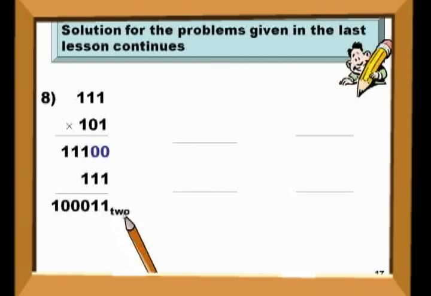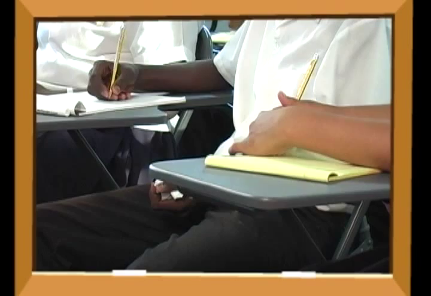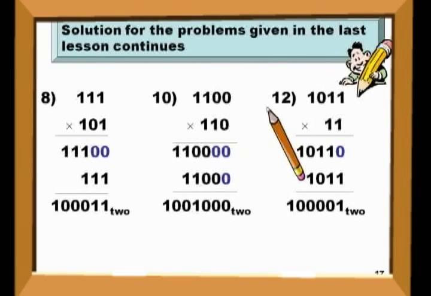For question 10, we proceeded to find the product of 1100 and 110. And the product was 100100 base 2. And always remember to write this little 2 at the bottom here on your answer. And the last question, which is question 12, we wanted the product of 1011 and 11. And the product is 100001 base 2.